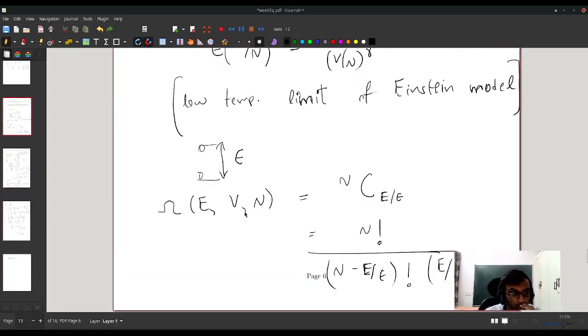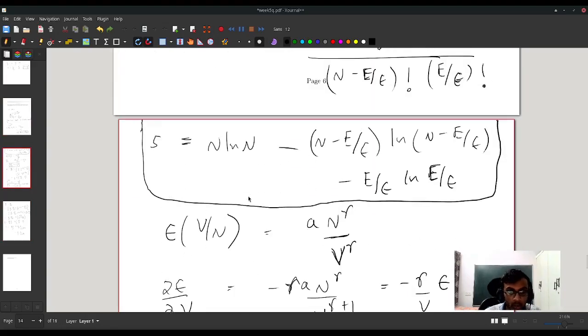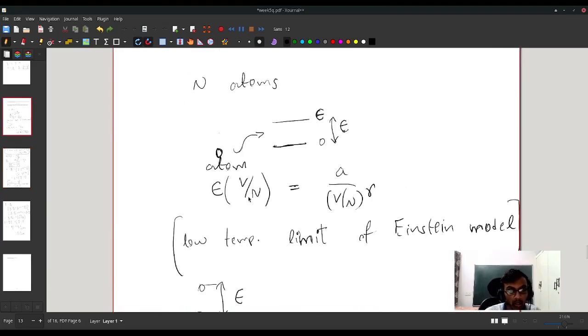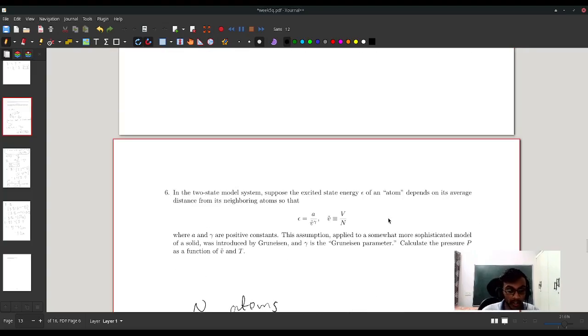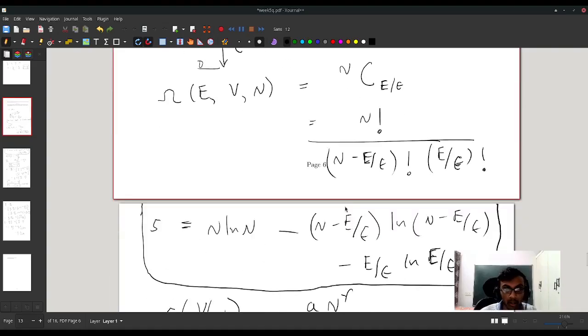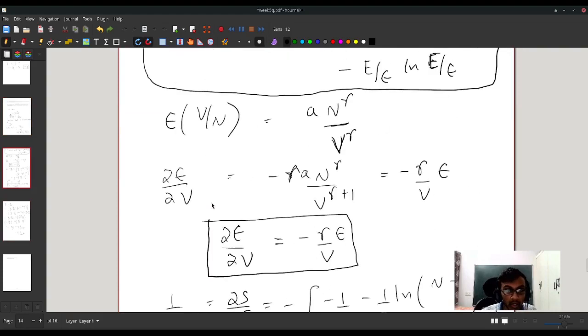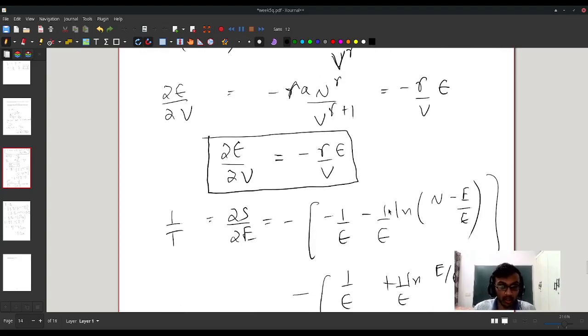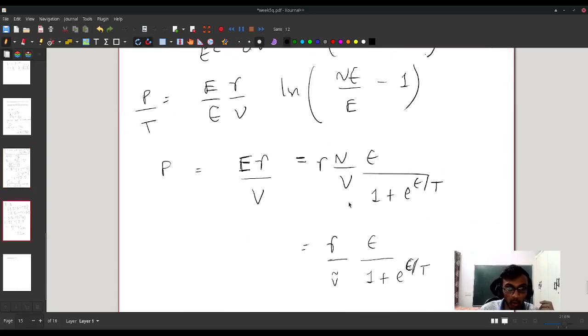To summarize the calculation in this problem, the excitation energy of this atom indeed depends on the volume of the solid, and that gives rise to a dependence of the entropy on the volume. Okay, so we can move on to the next problem.